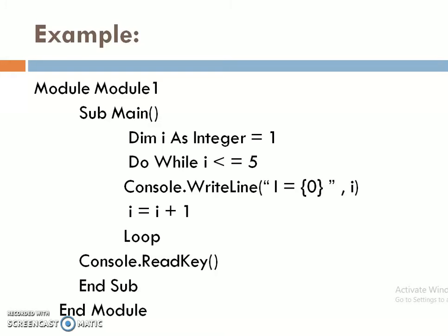Then in the body of the loop we write the statement to print the I value, using the write line function, then increase the I value using the equation I is equal to I plus 1, and then end this loop. We write the loop word, and then the read key function to display the output. Now let us perform this program in a console application in Visual Studio.